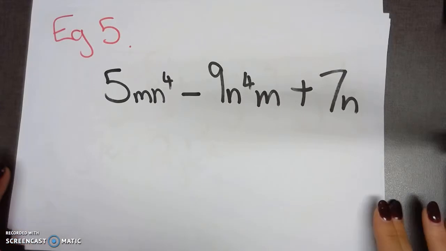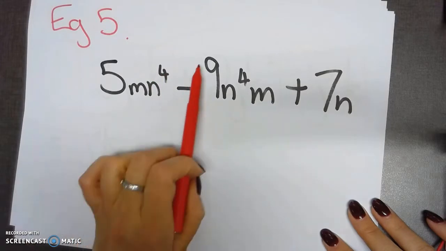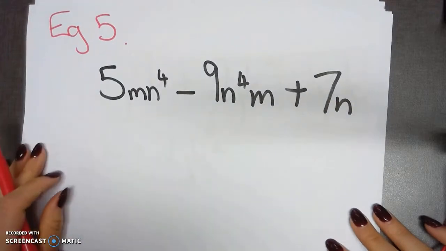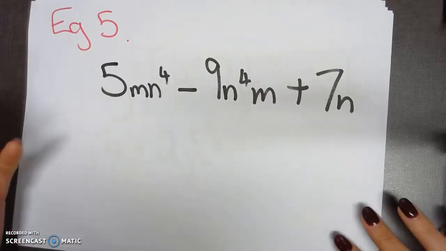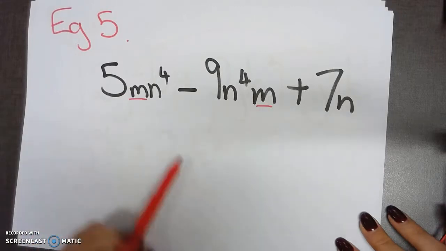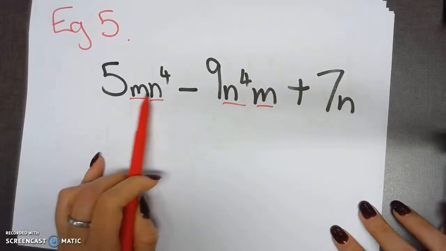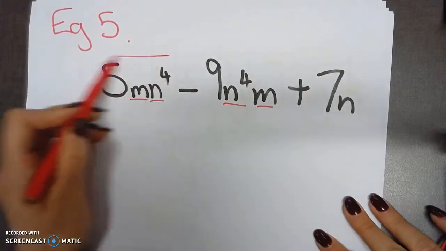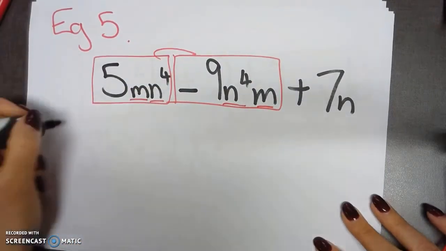The last example for today: 5mn to the power of 4, subtract 9m to the power of 4 n, plus 7n. On the surface it looks like we don't have any like terms here. But looking a little closer, we've got an m, an m, and an n to the power of 4, n to the power of 4. Even though these variables are in different orders, technically these two terms are alike. So we can box these up, link them together, and begin to calculate.